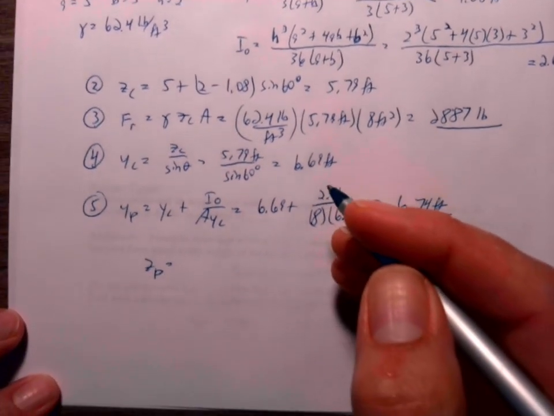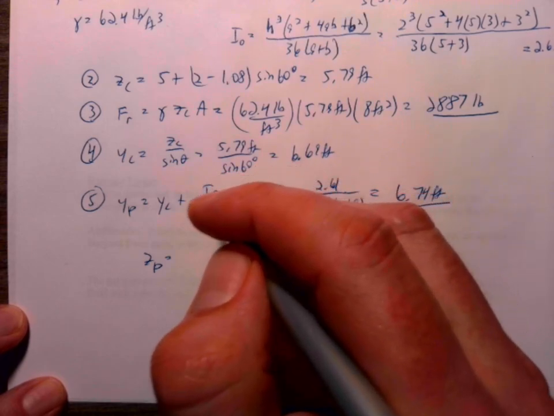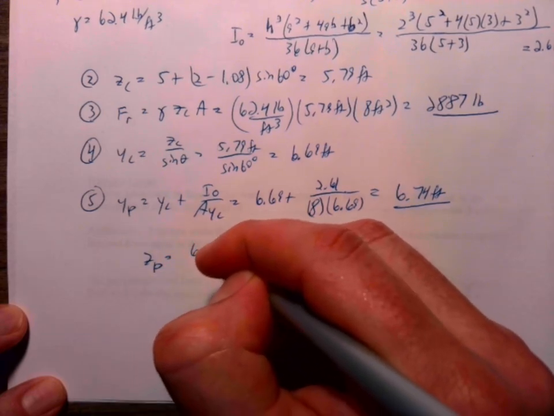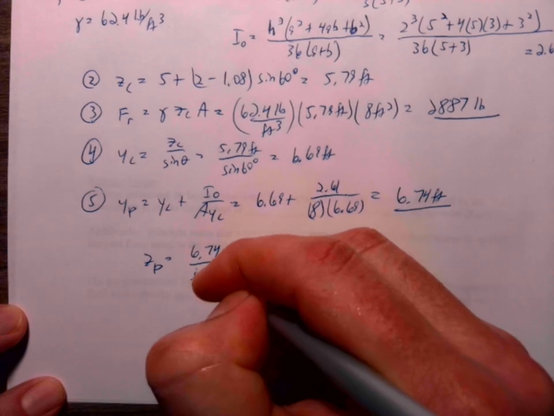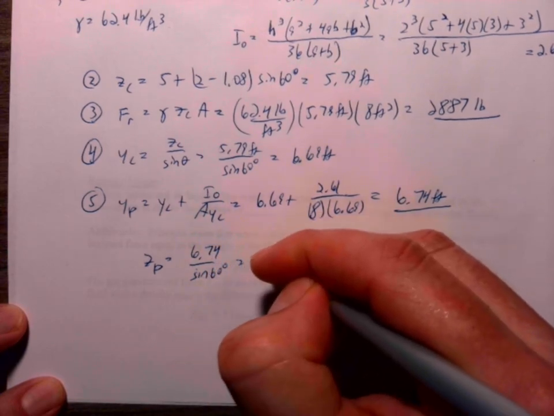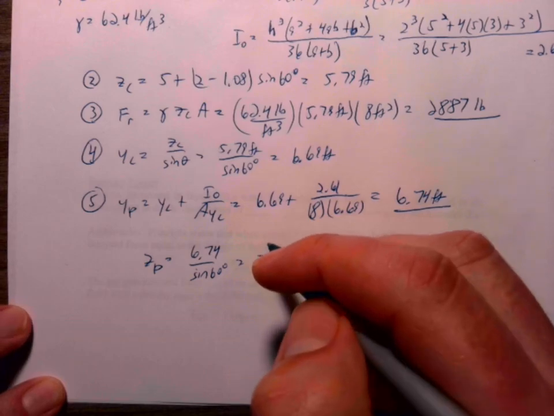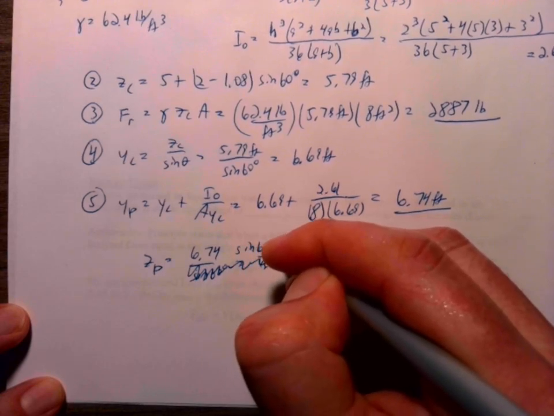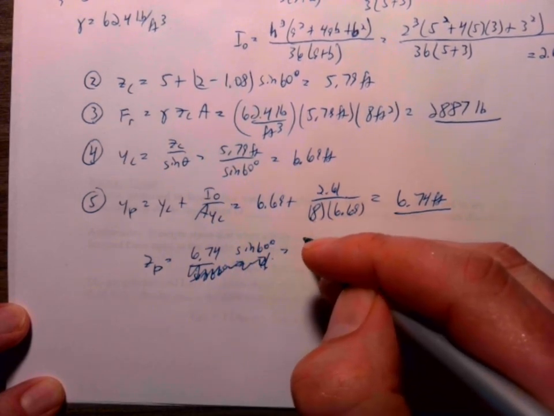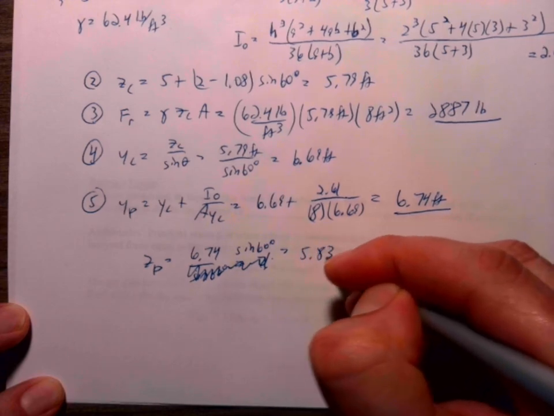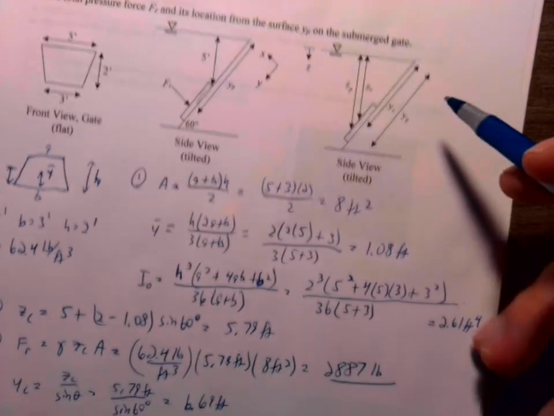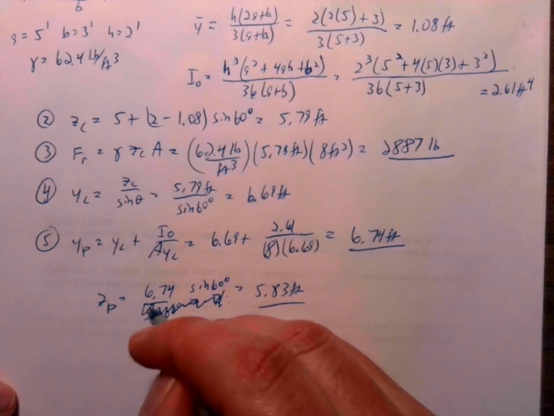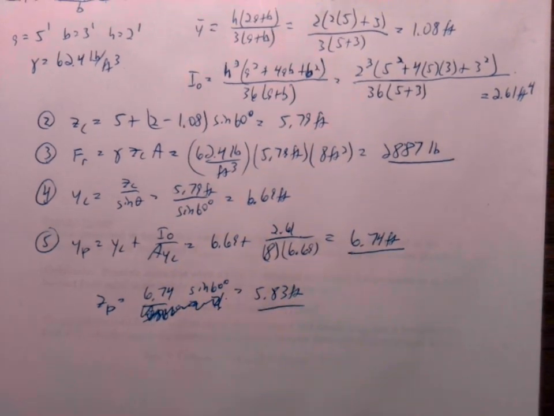Zp, again using trigonometry, is going to be 6.74 times the sine of 60 degrees. I said times 60, not multiplied, it should be times the sine of 60 degrees, and that gives us 5.83 feet. Okay, yeah, because the distance this way should be less than the distance on that tilted plane. Sorry, you need to multiply by sine of 60.